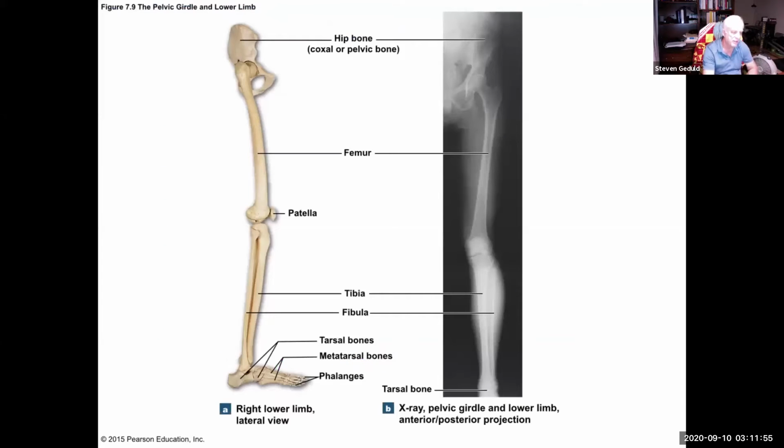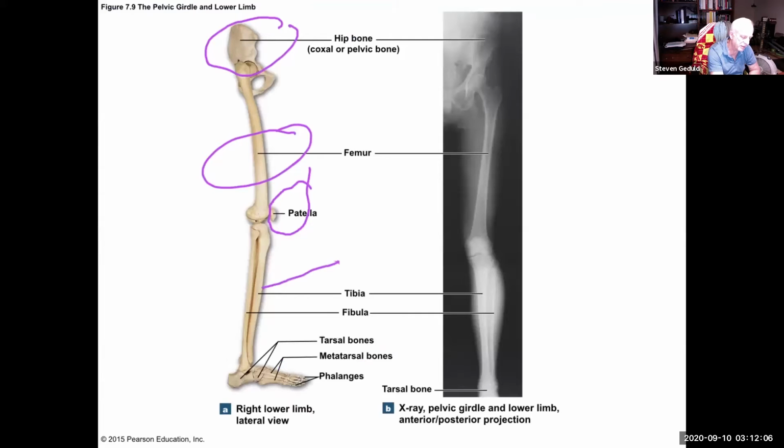Okay. So here's your pelvic bone, your hip bone, and here's your femur. Here's the patella. The main purpose of the patella is to protect the knee joint. Your tibia is in the front. So when you kick your shin into something when you're walking at night and you hit your bed frame or something, you're hitting your tibia. And the fibula is the one in the back. You have 7 tarsal bones that make up your ankle. You have 5 metatarsal bones that make up the top of your foot. And then you have phalanges that make up the digits.